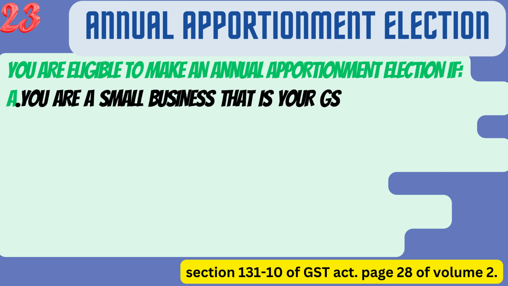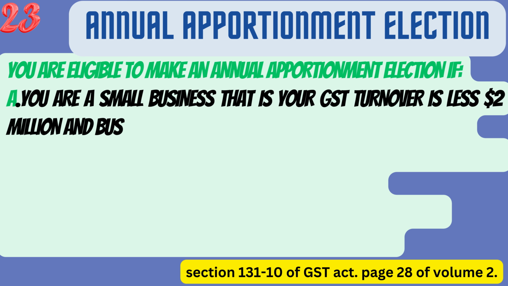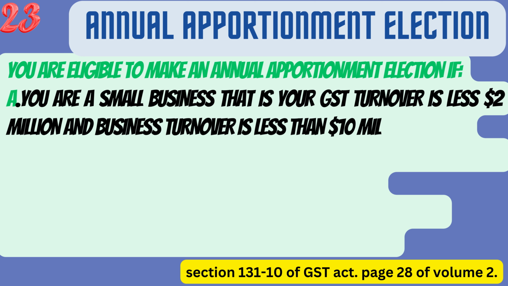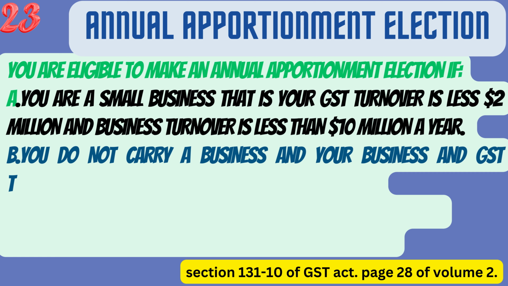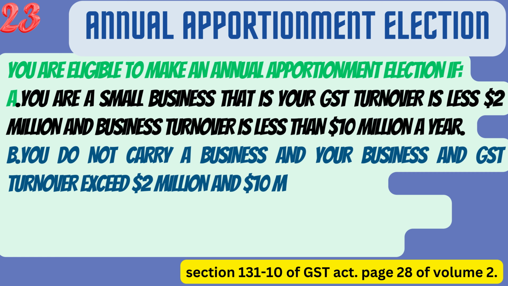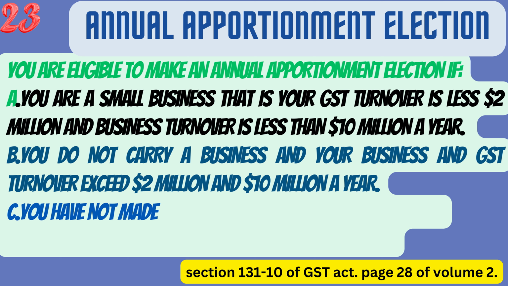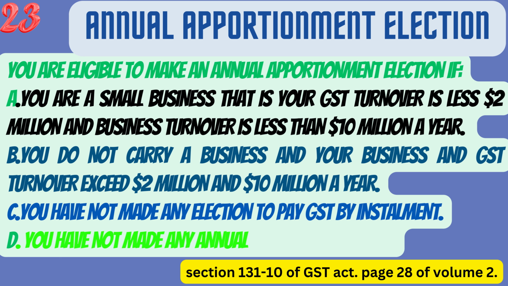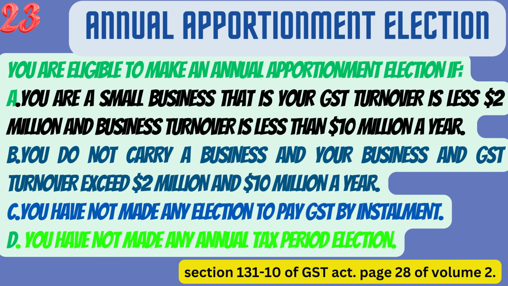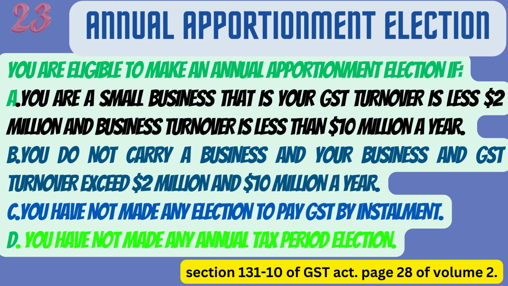You are eligible to make an annual apportionment election if A. You are a small business, that is, your GST turnover is less than $2 million and business turnover is less than $10 million a year. B. You do not carry on a business and your business and GST turnover does not exceed $2 million and $10 million a year. C. You have not made any election to pay GST by installment. D. You have not made any annual tax period election.